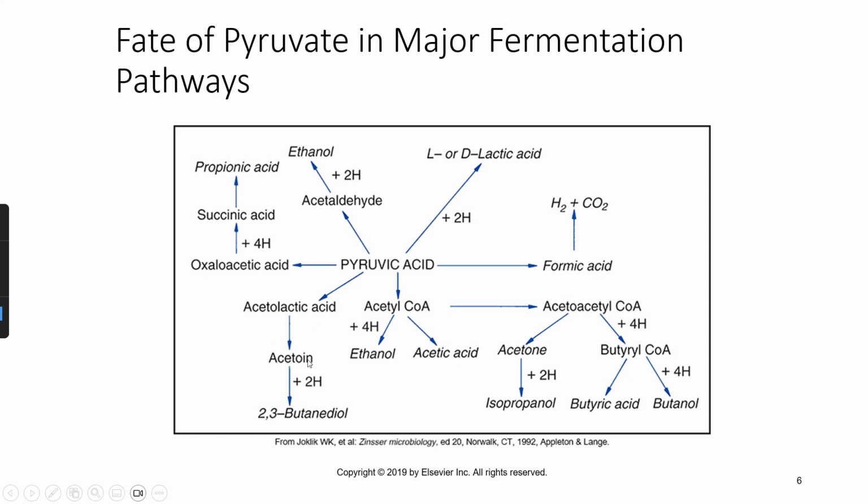acetolactic acid, acetone, and 2,3-butanediol. Oxaloacetic acid, succinic acid, and propionic acid. It can go to acetaldehyde and ethanol. It can be converted to lactic acid, formic acid, acetoacetyl-CoA, which can then be broken down into acetone and isopropanol, and butyryl-CoA and butyric acid and butanol.